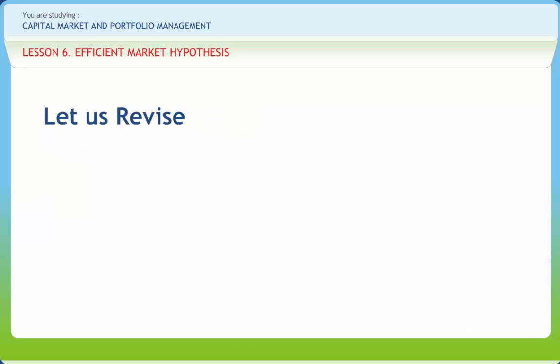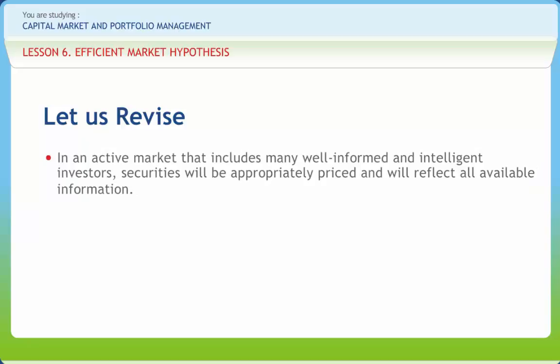Before we end, let us briefly revise what we have studied so far. In an active market that includes many well-informed and intelligent investors, securities will be appropriately priced and reflect all available information. If a market is efficient, no information or analysis can be expected to result in outperformance of an appropriate benchmark. Fama divided the overall efficient market hypothesis, EMH, and the empirical tests of the hypothesis into three sub-hypotheses depending on the information set.